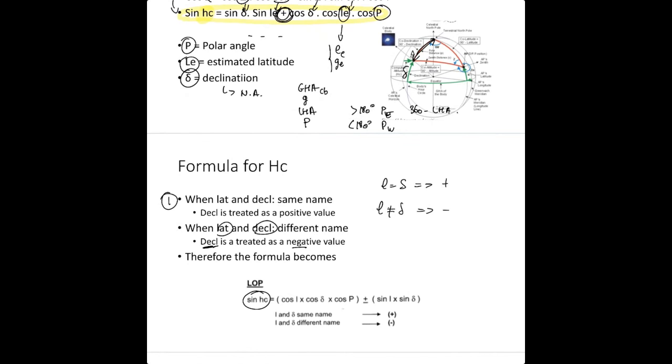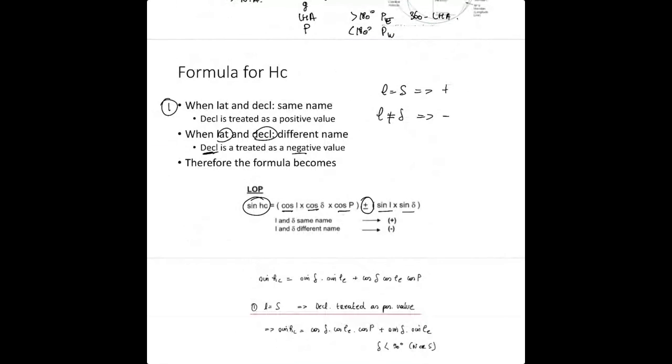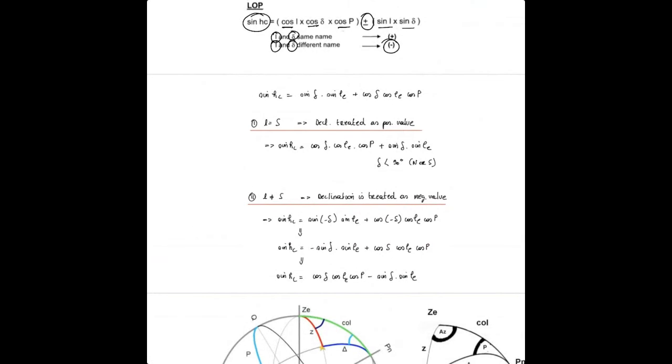So the sine of HC is the cosine of col, cosine declination, cosine P, and then plus or minus the sine of L multiplied by the sine of the declination. And you have to add when latitude and declination have the same name, and subtract when latitude and declination have a different name. Okay, so this comes from what you see here.